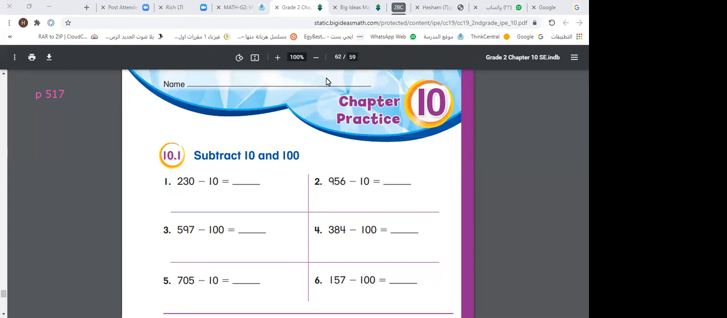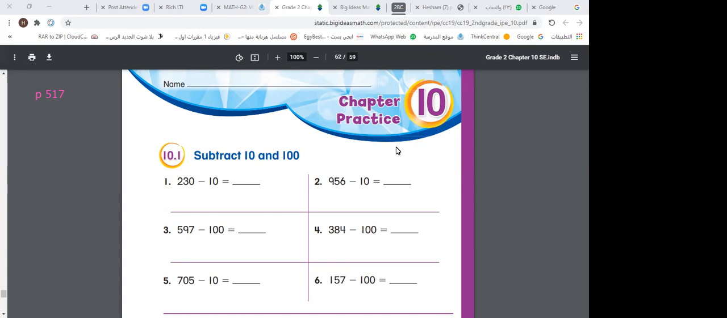Let's start our today's lesson. Our today's lesson is chapter 10 practice. We have a lot of questions about chapter 10. So if you want to answer, please raise your hand. Let's start with the first question. 230 minus 10 equals what number?